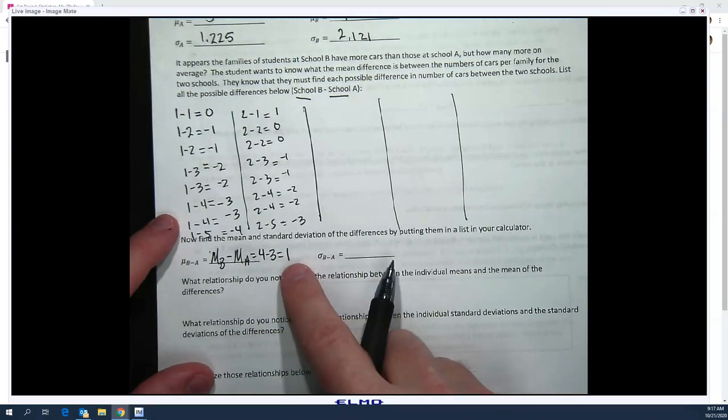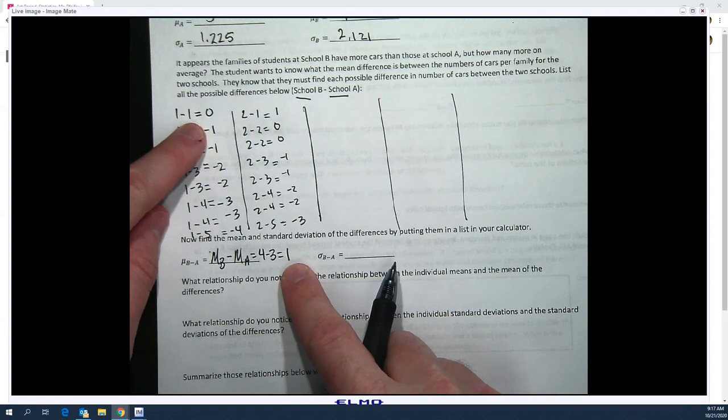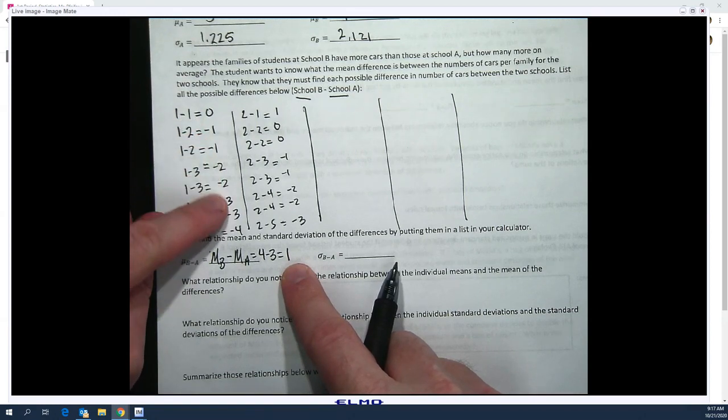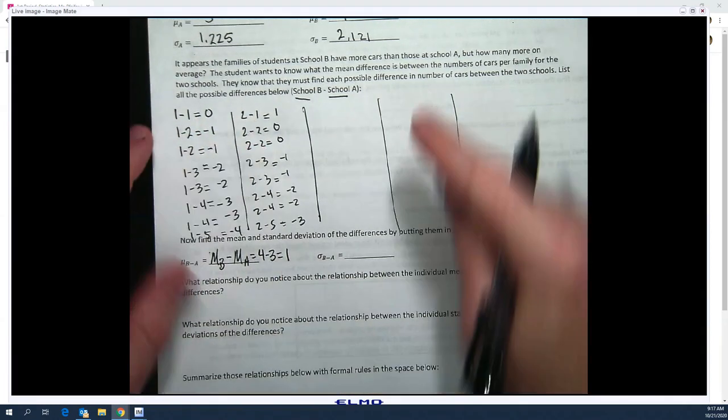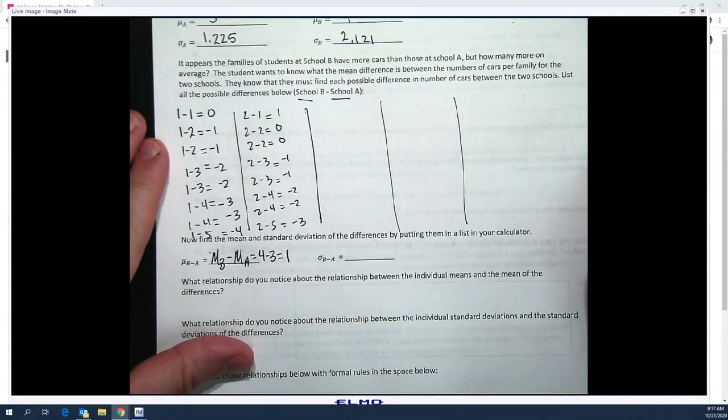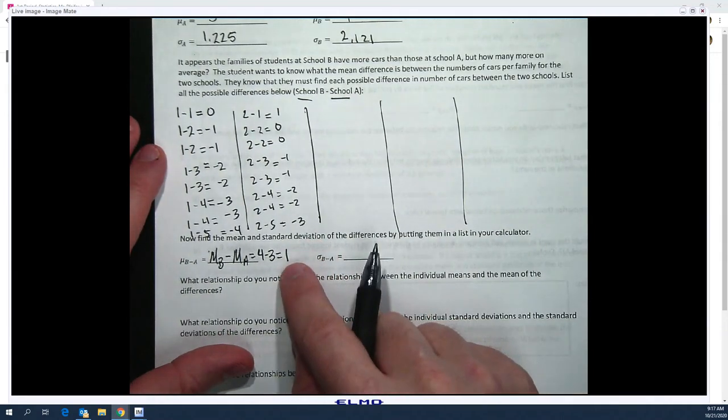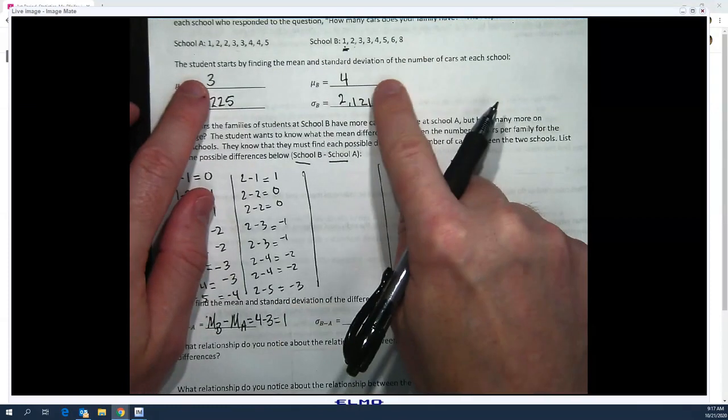That's what the average of all of these numbers, 0, -1, -1, -2, -2, -3, -3, 1, 0, 0, 0, and then keep going, is going to be: 1, because 4 minus 3.